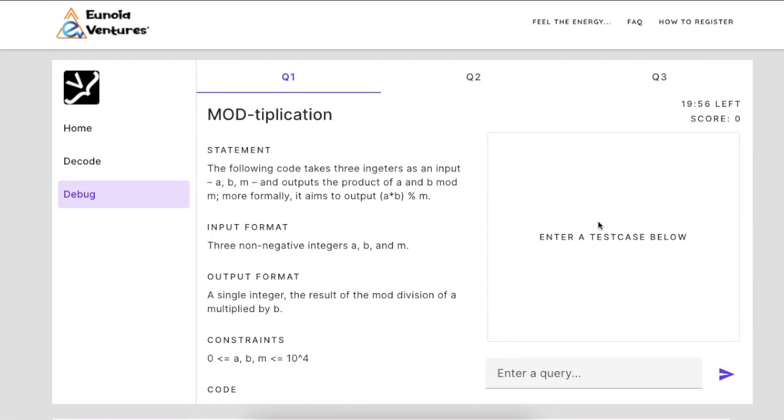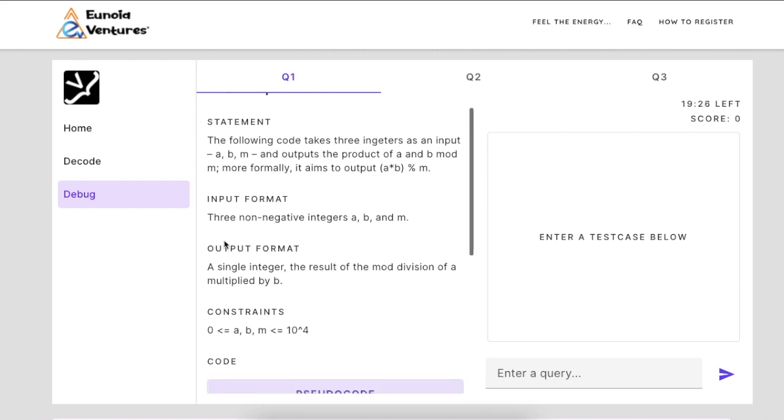So let's work through the first question called multiplication. So here we're given a statement. The following code takes 3 integers as an input, a, b, and m, and outputs the product of a and b mod m. More formally, it aims to output a times b mod m. And what this essentially means is that when you multiply a and b, a times b divided by m, it outputs the remainder of that, as that is what mod is.